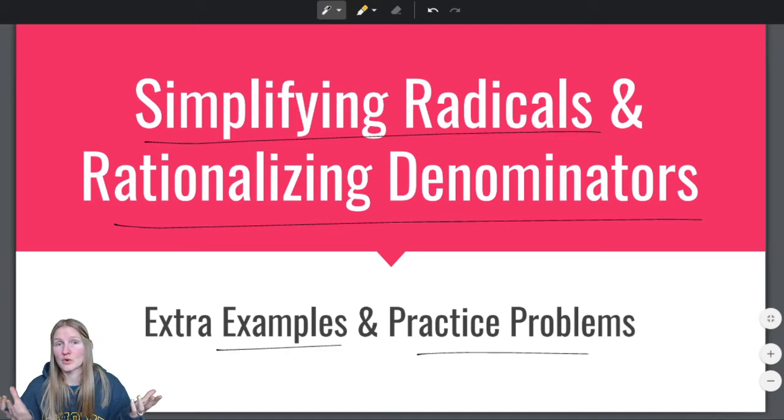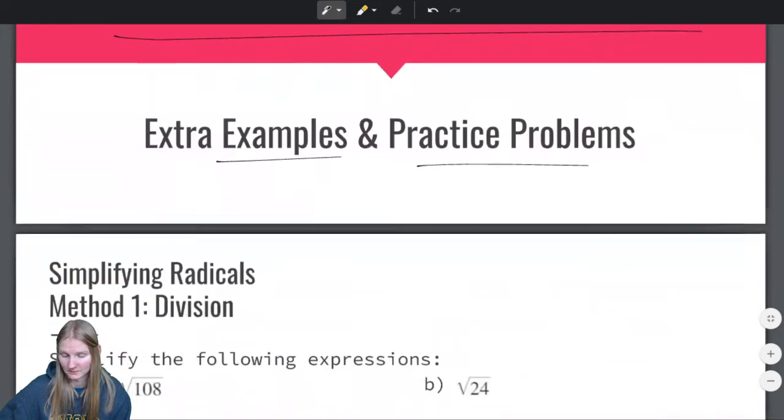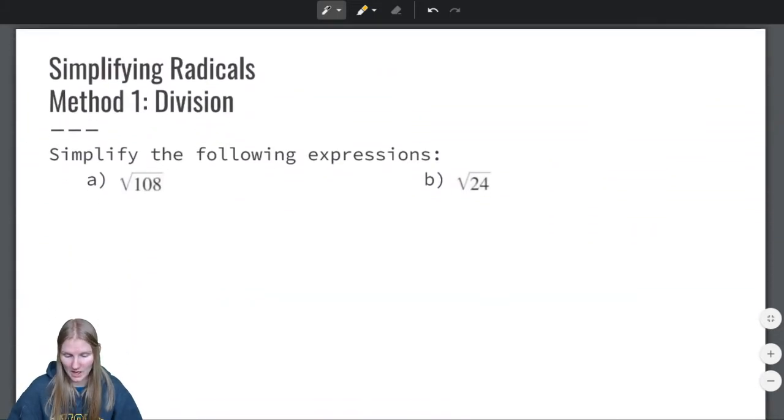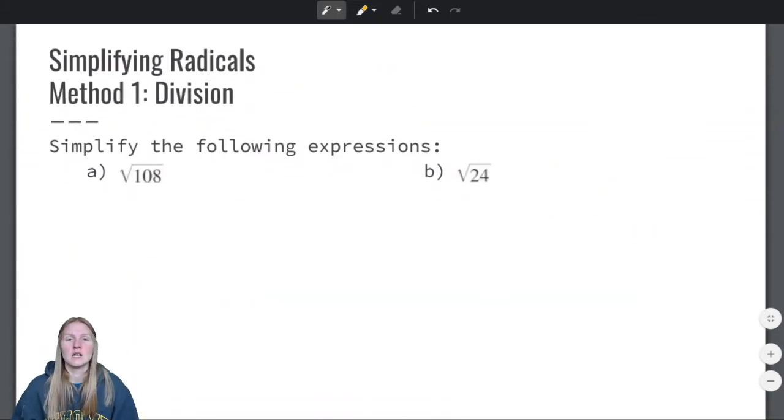So, I'm going to do some examples with you. I'm also going to give you some practice problems so that you can practice simplifying radicals and rationalizing denominators on your own. So, let's jump into some of the examples. Simplifying radicals. There's two different ways you can do this. I'm going to show you two methods. The first is just division, if that clicks for you. The second is we're going to make factor trees, and I'll tell you more about that on the next slide when we do method number 2. But method number 1, division.